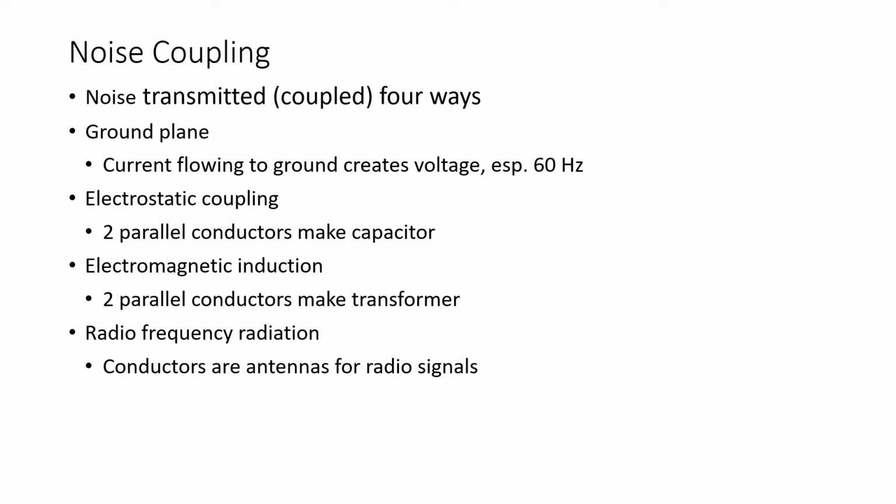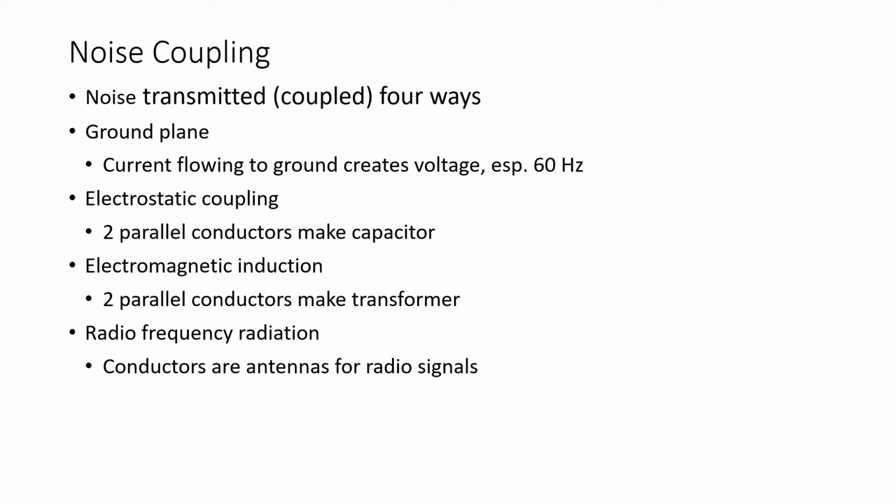Likewise, whenever we have current flow through a conductor, we'll have magnetic flux. And if we have two parallel conductors, then we will have, by definition, a transformer, in that when current flows through one conductor, it will create an expanding or contracting magnetic field, which can induce a voltage into the second conductor. Again, this can be reduced through good circuit design.